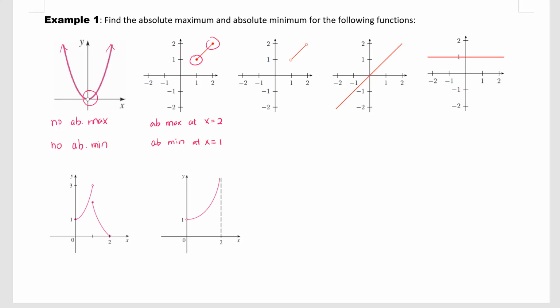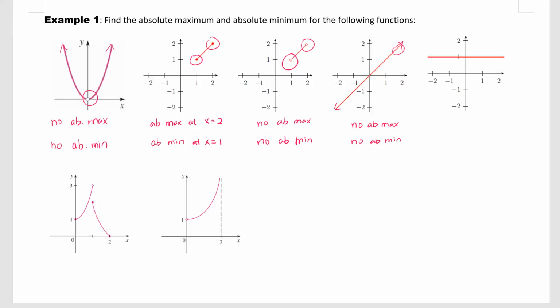So I strongly recommend you to pause the video and try the problem first. Okay, so here, because that point is missing, no absolute maximum. That point is missing, no absolute minimum. Oh, here it goes forever, so no absolute maximum. Goes down forever, no absolute minimum.